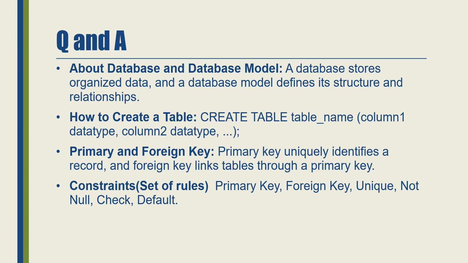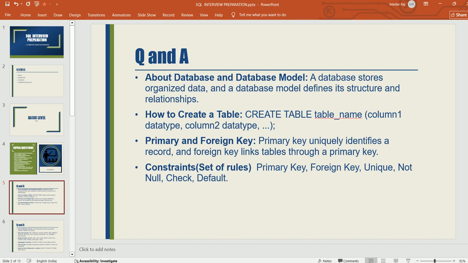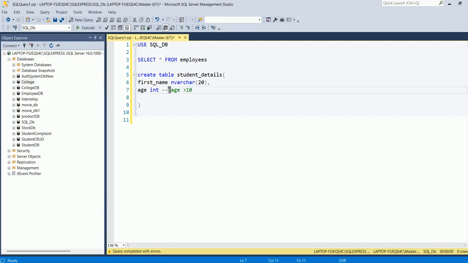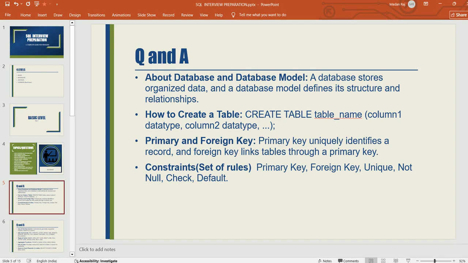How to create a table? Create table, followed by the table name, then the column names and data types. Simple. If the interviewer wants you to create a table, then this is the syntax. I have mentioned it here also. So this is create table, and then I want first name as nvarchar(20), and then age. Done. Hence, you have created a table.